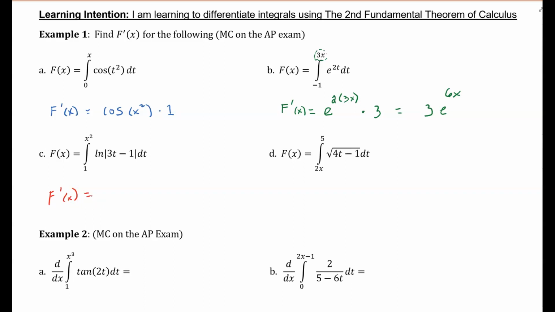Well, derivative of an integral, they cancel. But I do have to do something with this limit. I'm just going to plug it in. The natural log of the absolute value of 3 times x squared minus 1. Okay, and I have to multiply this now times the derivative of my upper limit, times 2x. Ta-da! There it is.